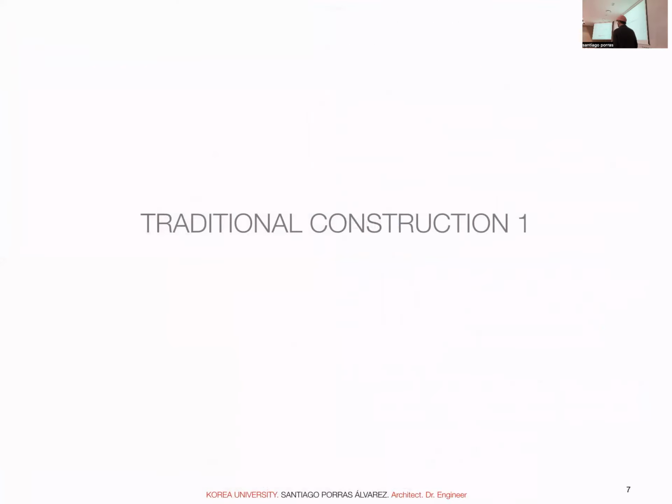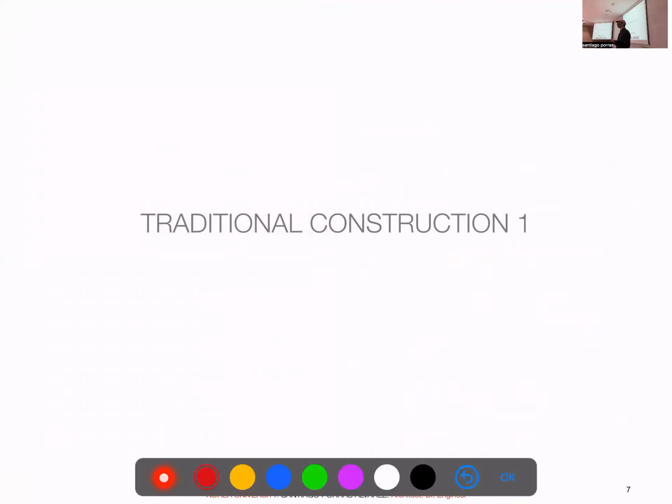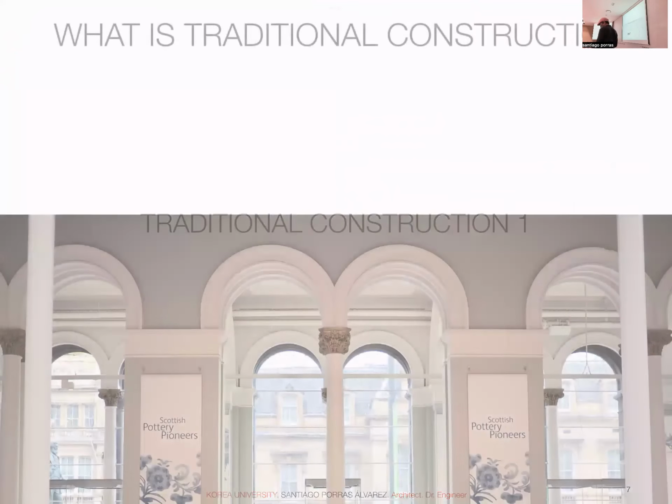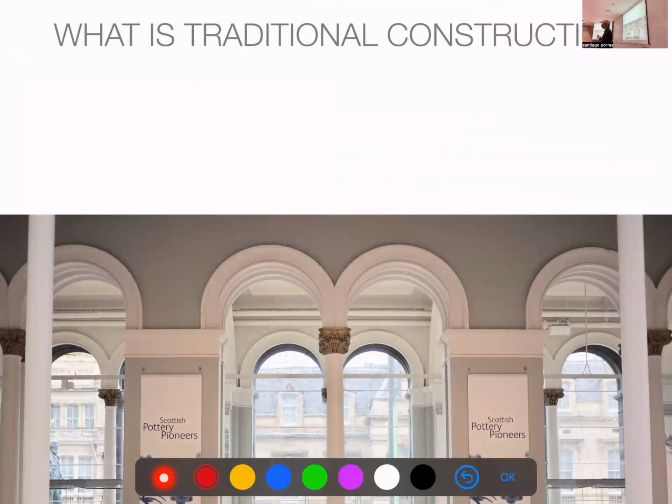Okay, so let's go into the traditional construction, first part. So first, we have to define what is traditional construction, which is not as obvious as it seems. In the photo is probably traditional building. That's the National Museum of Scotland again. This lecture is very Scottish and very French.